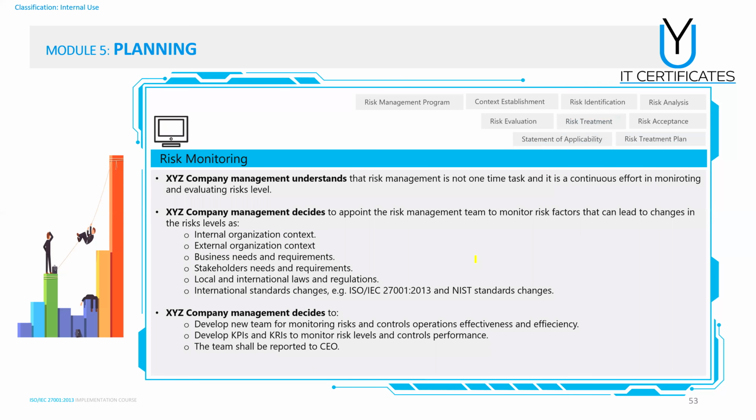Risk monitoring will be very important. As we mentioned, the company decides to monitor the internal organization context, the business needs and requirements, and stakeholders. Also, it's very important to monitor the identified risks, the new risks, the controls, and the risk management program as well.